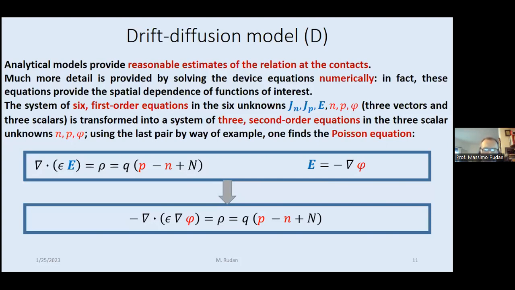And the same we can do for the two equations describing the currents. However, the equation becomes of the second order. So we reduce the system from six equations of the first order to three equations of the second order. But this is the standard situation, and it is very convenient because the unknowns are only scalar quantities.